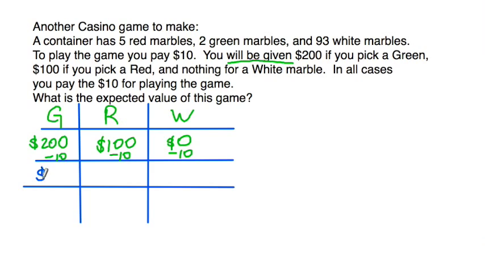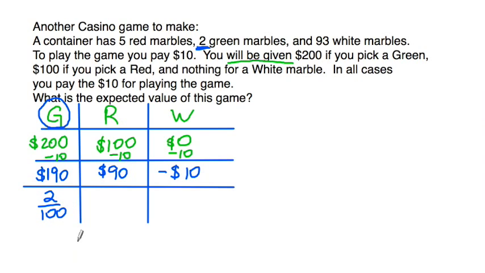So here you would have 190. Here you would have 90. And here you would actually lose $10. Alright, and then the next column is that probability. What is the probability of actually getting a green marble out of this container? Well, there's only 2 green marbles, and there are 100 marbles altogether, so the probability is 2 out of 100.